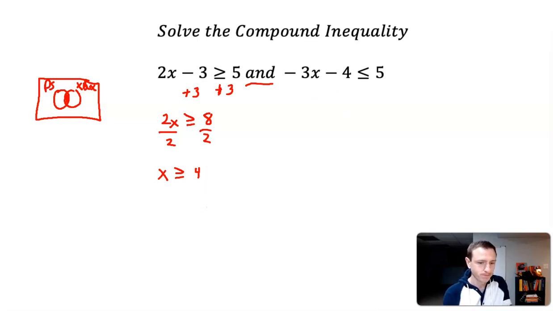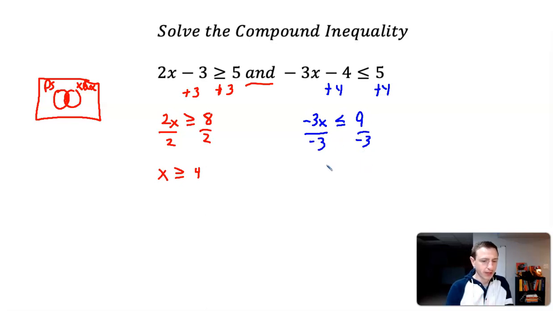So that's 1. Let's go ahead and solve the other one. I'm going to add 4 to both sides. I get negative 3x is less than or equal to 5 plus 4, which is 9. Then I'm going to divide both sides by negative 3. Now when we're dividing by a negative across an inequality, what is going to happen here is we're going to flip the inequality. So this is going to be x is greater than or equal to negative 3 now.